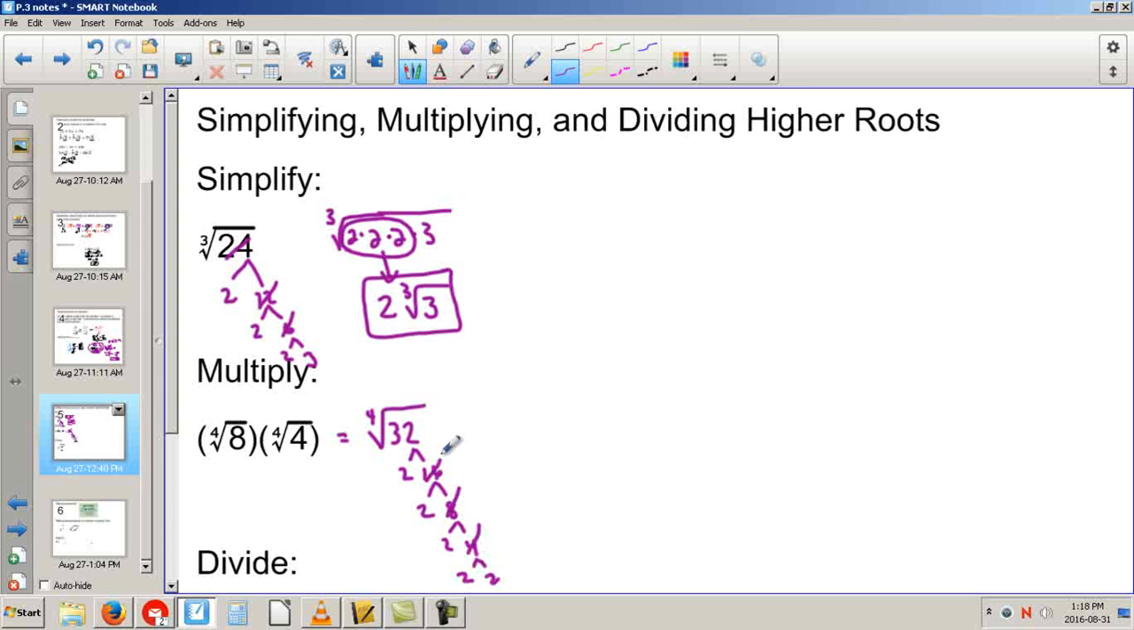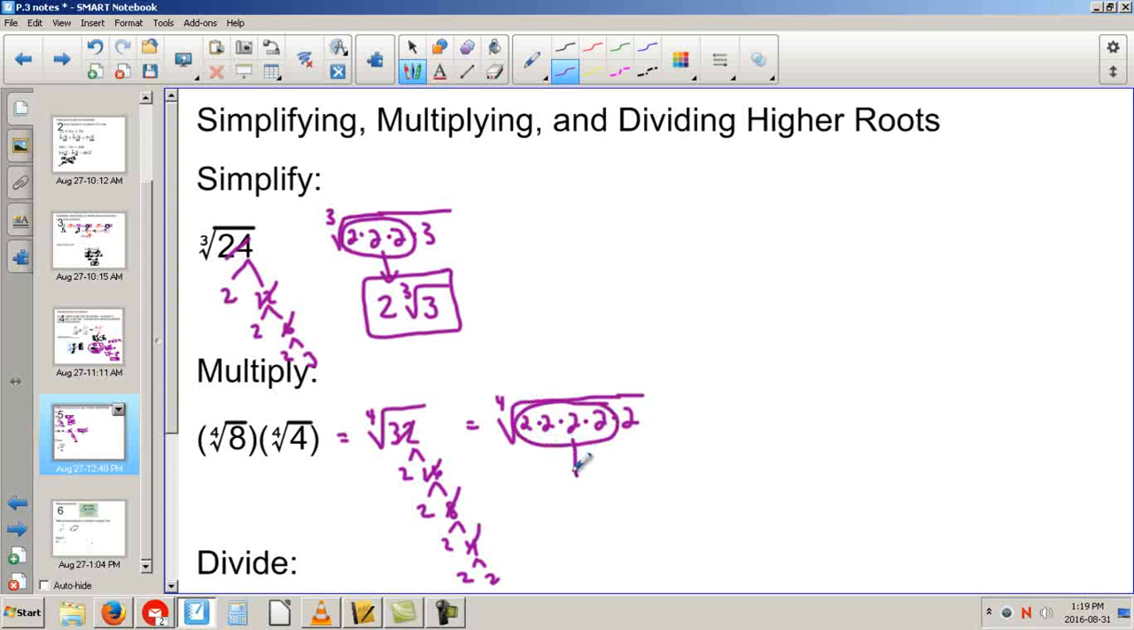So these other numbers have all been used. And so this is really the same thing as the fourth root of 2 times 2 times 2 times 2 times 2. 5 of them. But because it is a fourth root, I need to find 4 partners. I see them right here.